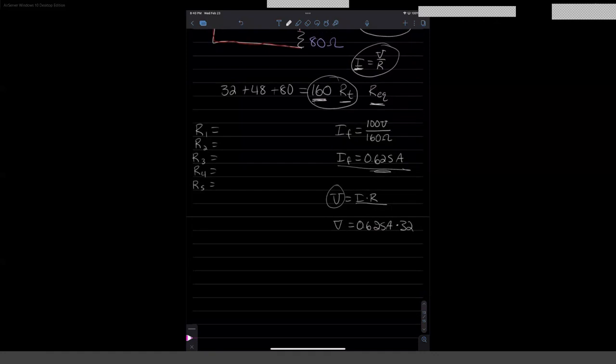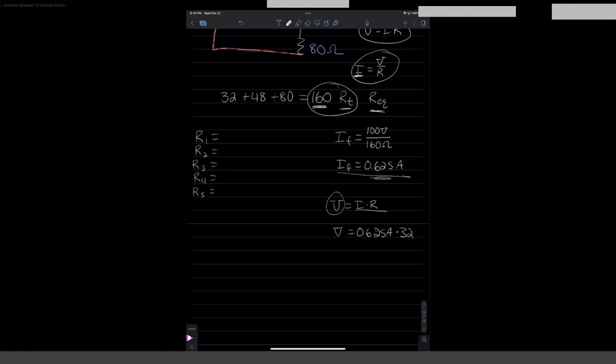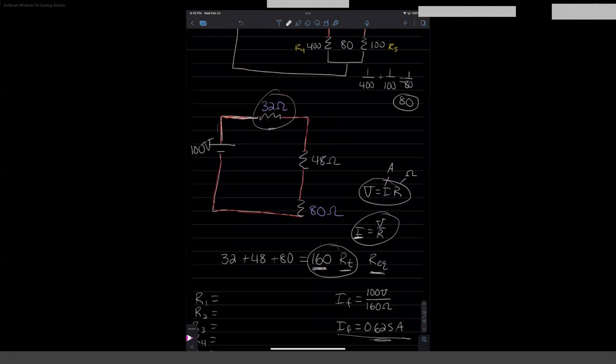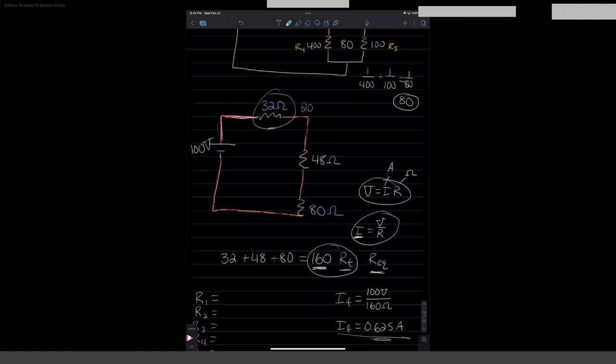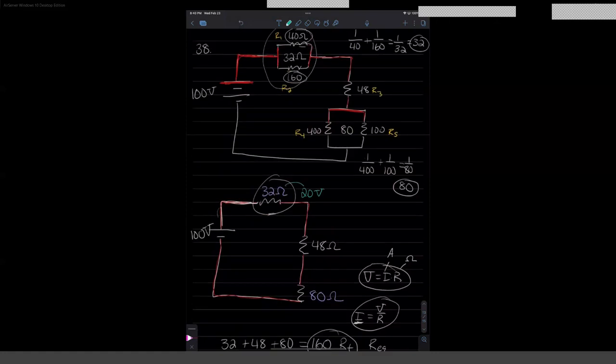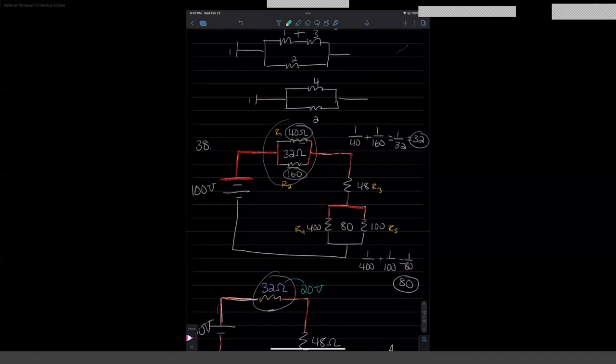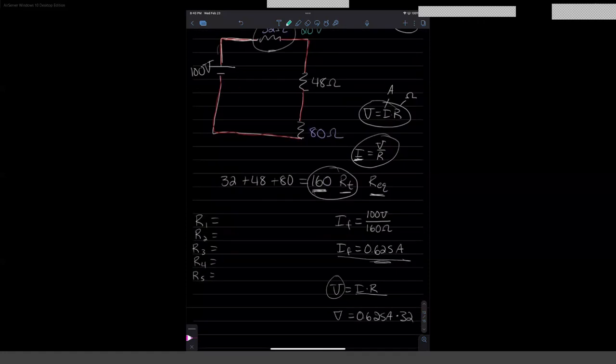So if we do 0.625 times 32, we get a voltage of 20 volts. So because this resistor has 20 volts, and that is these two added up, these two are both going to have 20 volts, right? So we can even throw that in. So for R1 and R2, they're both going to have 20 volts.